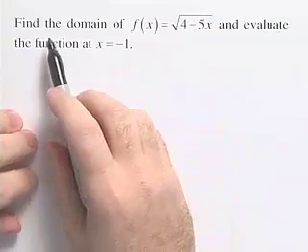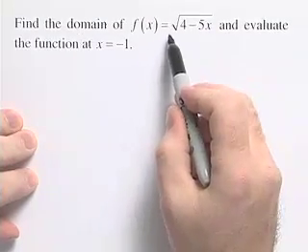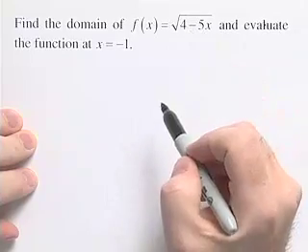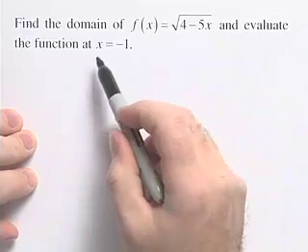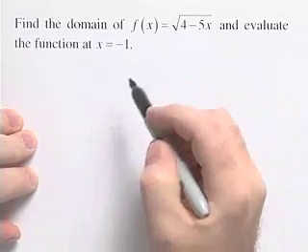For this problem, we're going to find the domain of a function and then evaluate the function at a given value. We want to find the domain of the function f of x equals the square root of 4 minus 5x, and then we're going to evaluate the function at the value x equals -1.